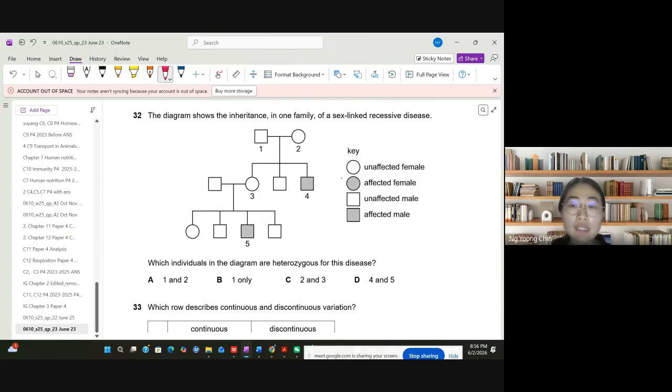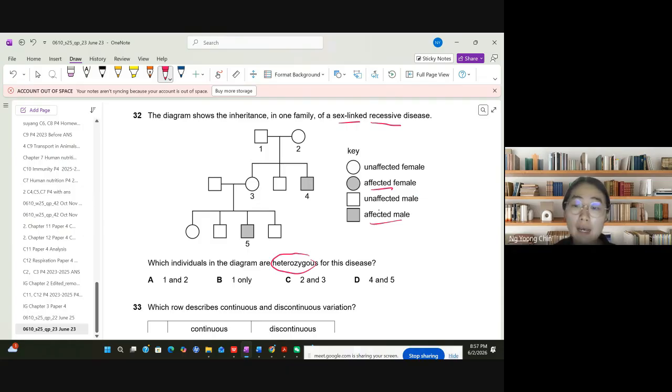Okay, now we can have a look at this one. This is a family showing an X-linked recessive disease. So it tells you it is a recessive disease caused by recessive alleles. Which individual in the diagram is heterozygote for this disease? Which one is a carrier? They have a big A and a small a. You should know that this shows affected males and females, and they tell you it's X-linked. X-linked means what? Is the male affected more or the female affected more? Male, yes. You can see because you have 4 and 5.